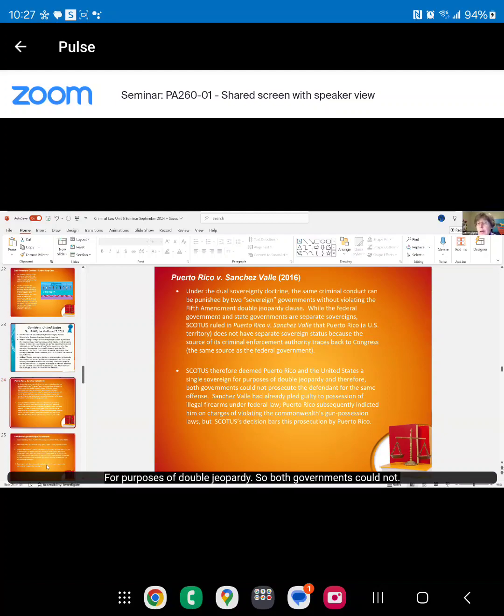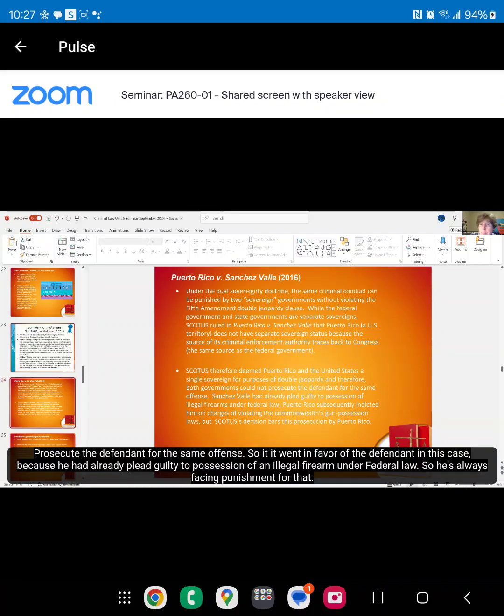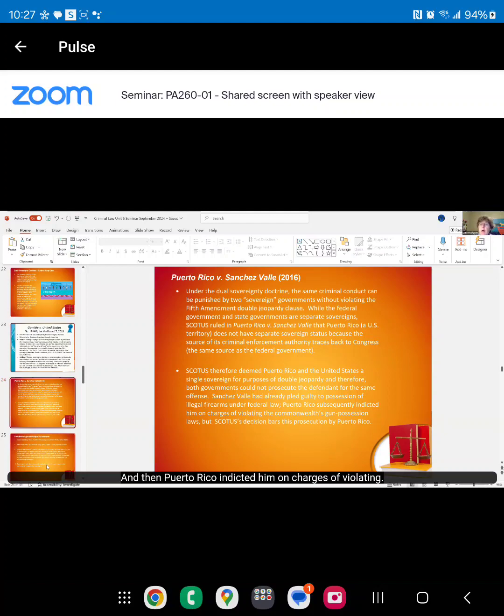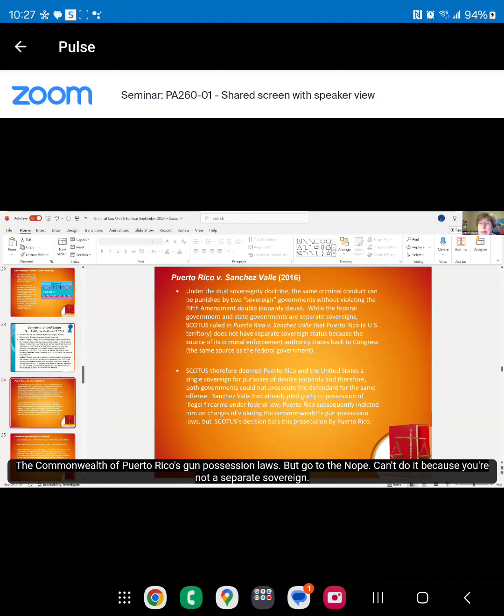So both governments could not prosecute the defendant for the same offense. So it went in favor of the defendant in this case because he had already pled guilty to possession of an illegal firearm under federal law. So he's already facing punishment for that. And then Puerto Rico indicted him on charges of violating the Commonwealth of Puerto Rico's gun possession laws. But SCOTUS said, nope, can't do it because you're not a separate sovereign.